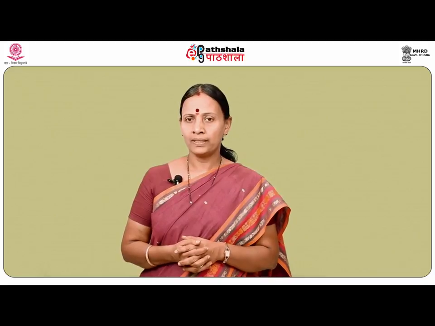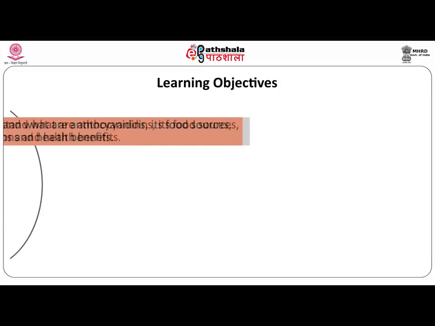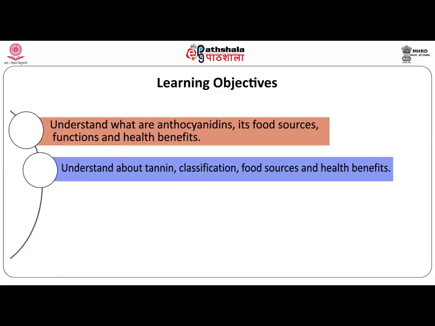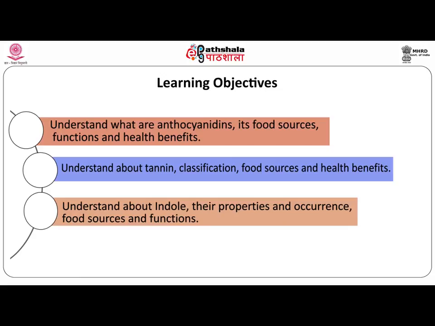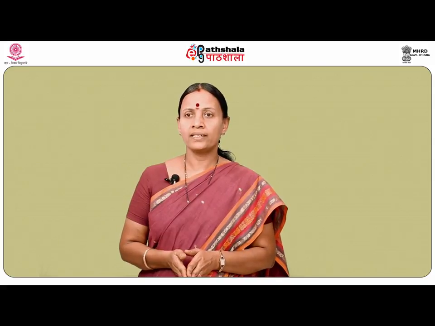The objectives of this session are, by the end of the session, you will be able to understand what anthocyanidins are, their food sources, functions and health benefits. Also, you will understand tannin, classification of tannin, their food sources and the health benefits of tannins. Lastly, we will learn about indole, their properties and occurrence, food sources and functions. Now, let us learn about anthocyanidins first.